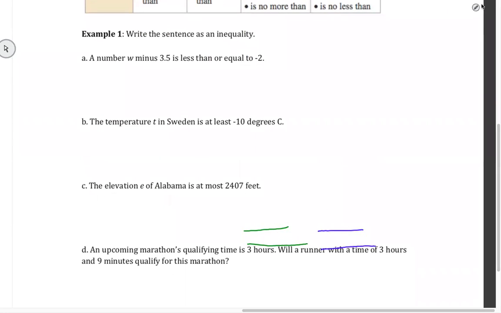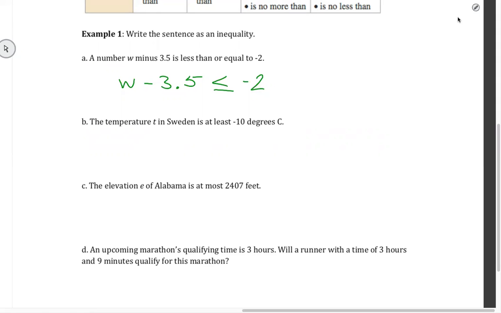All right, so now we have to write the inequalities. Just like we did with the verbal phrases in chapter 1, when we read it, we're just going to fill it in. So it says a number W minus 3.5 is less than or equal to -2. I'm just using that word bank at the top to help me fill this in.